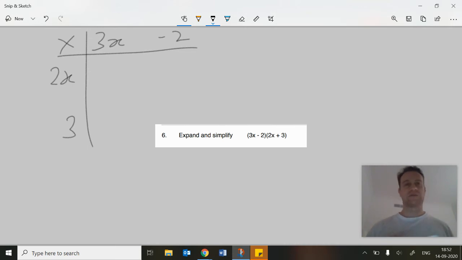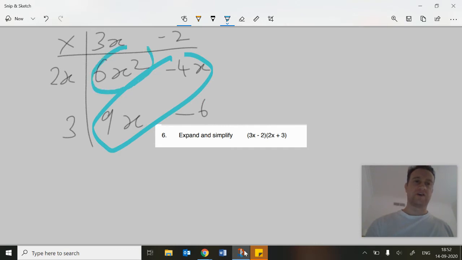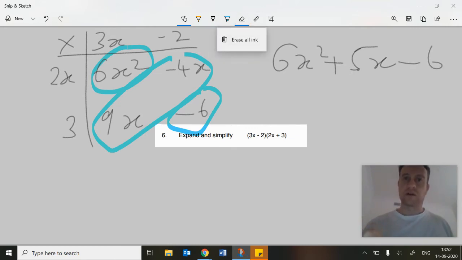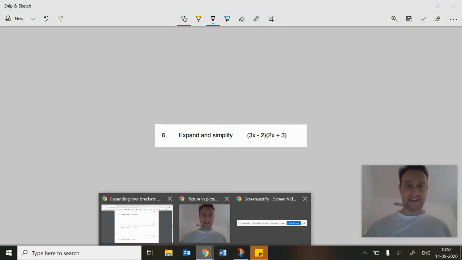And then they do their timesing out in a grid too, which is also really good. So that's also a really nice method. 9x and minus 6. And then you can add along your diagonals. So we've got 6x squared. We've got 9 minus 4x. 9x minus 4x is plus 5x. And then we've got the minus 6 in the end as well. Similar thing. Okay, anyway, being boring. Classic. Okay, right. So let's look at the next one.